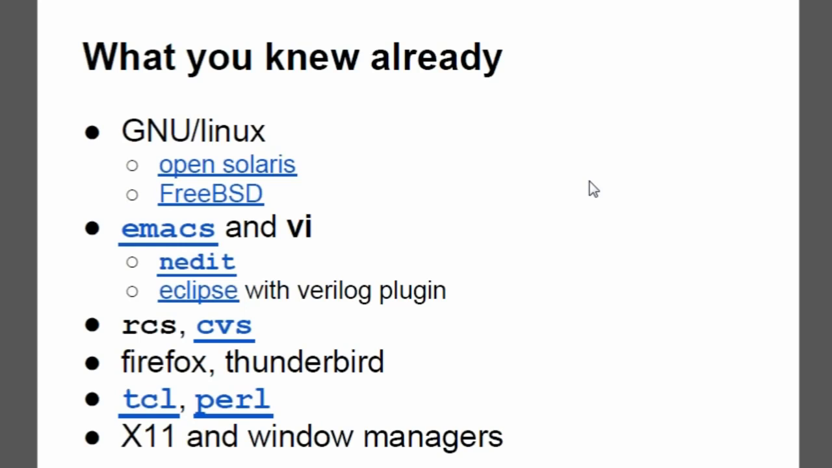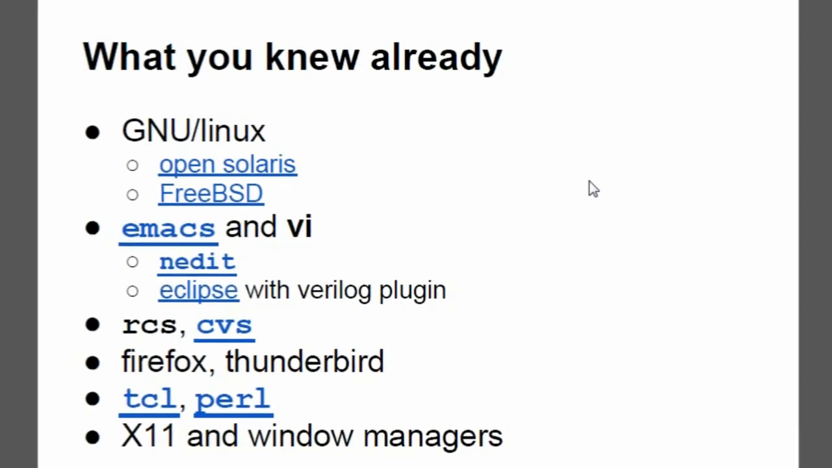Revision control with RCS and CVS. RCS isn't quite outdated yet. It still has its place. If you look in users' bin directories, you'll see that the more savvy engineers will probably have their scripts under RCS control. Mozilla web and email clients, Firefox and Thunderbird. Old school scripting with TCL and Perl, and X-Windows libraries and window managers.